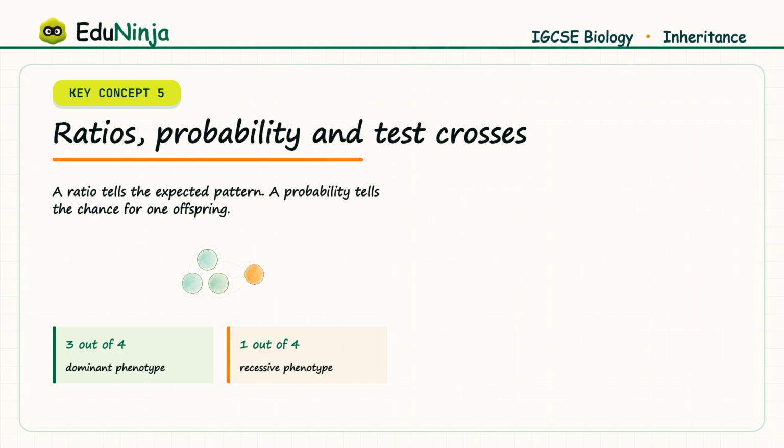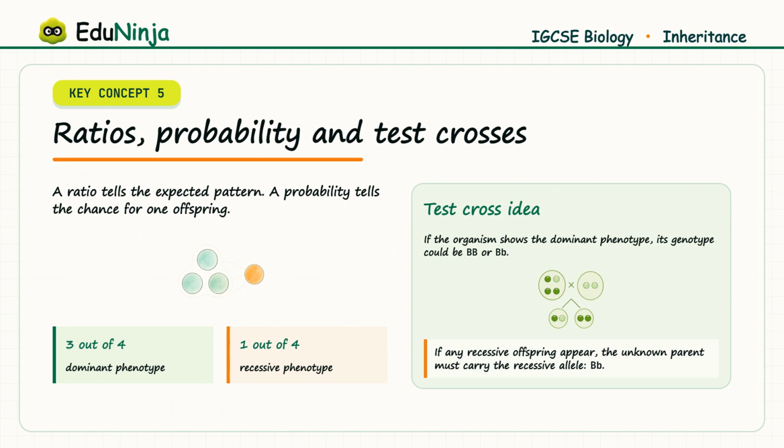Notice the logic. First complete the genetic diagram, then count genotypes, then translate genotypes into phenotypes. Do not jump straight to 3 to 1 without showing the inheritance. The expected probability of a recessive offspring is 1 out of 4 or 25% for this cross. Probability is an expectation over many offspring, not a guarantee for the next single offspring.